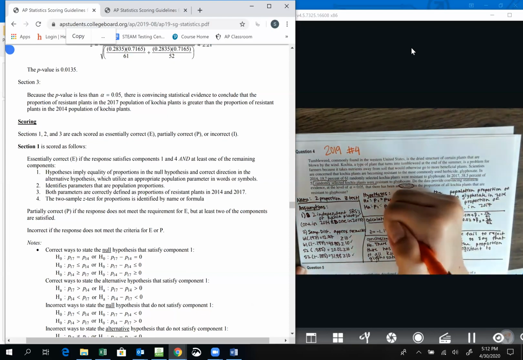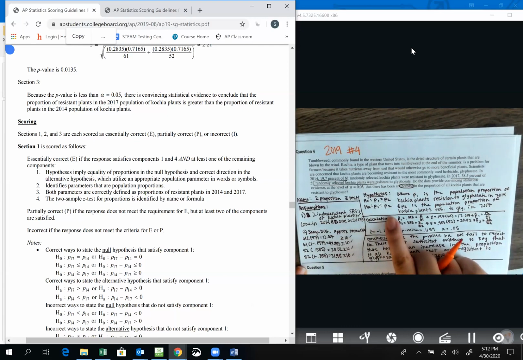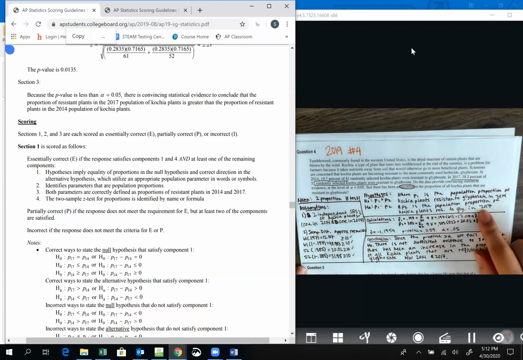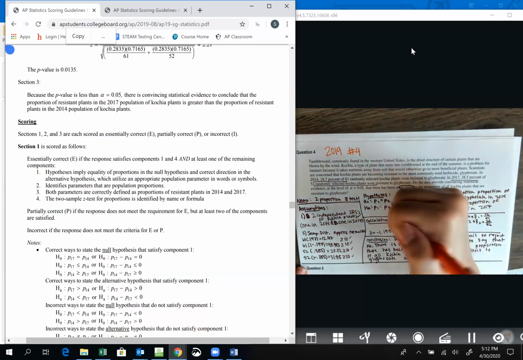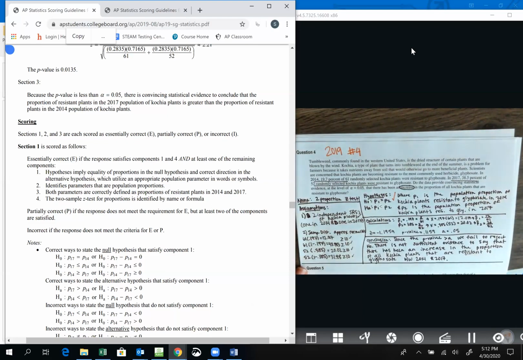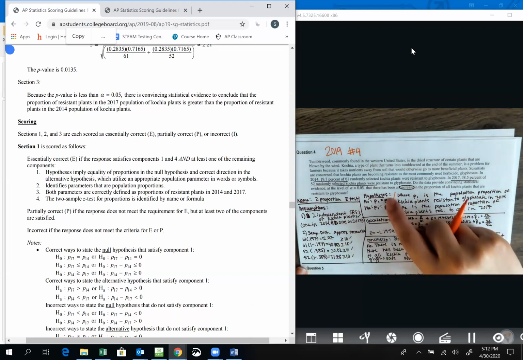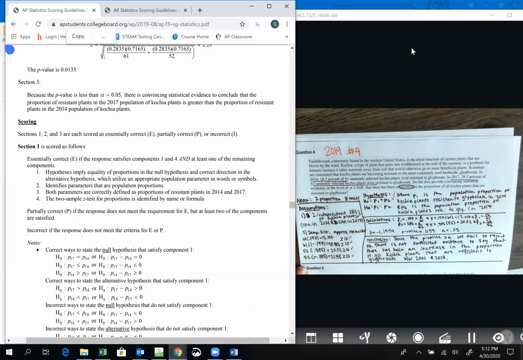Okay, so here I implied the equal to. P1 is less than P2, where P1 is the population proportion of cochia plants resistant to glyphosate in 2014, and P2 is the population proportion of cochia plants resistant to glyphosate in 2017. This is my first component. We needed the hypotheses and then the description.